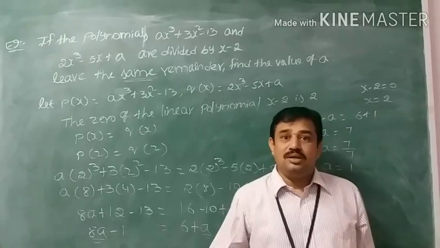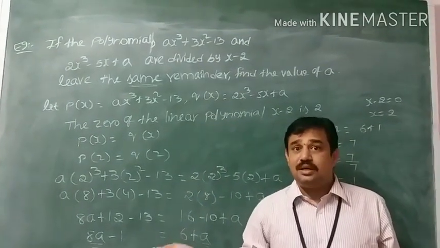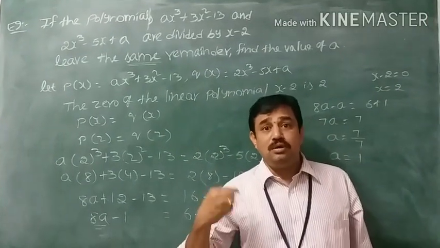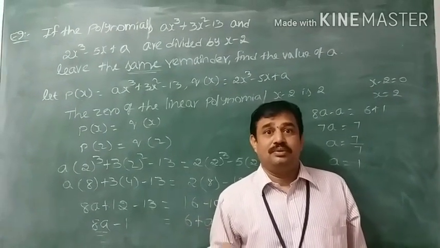Up to now we have learned about the division fact. That means dividend is equal to divisor into quotient plus remainder. And another topic is the remainder theorem. Then tomorrow we will discuss another thing, which is the factor theorem.